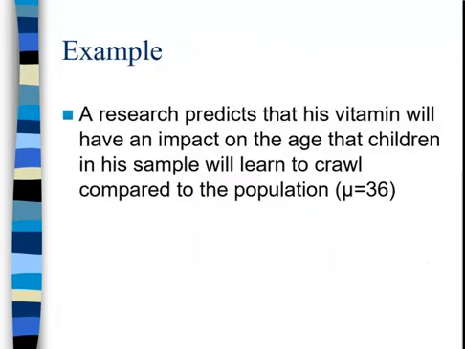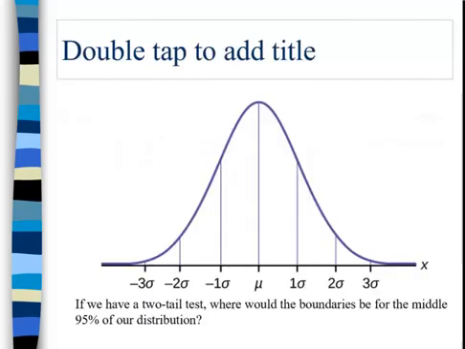All right, let's look at another example. A researcher predicts that his vitamin will have an impact on the age that children in his sample will learn to crawl compared to the population. Is this a one-tail or a two-tail test? Well, hopefully you recall from the previous example that this is a two-tail test, right? This is a two-tail test.